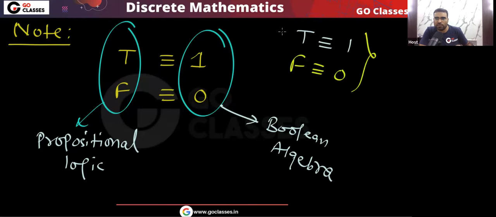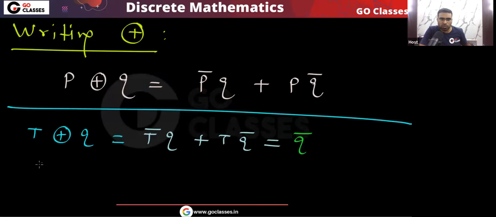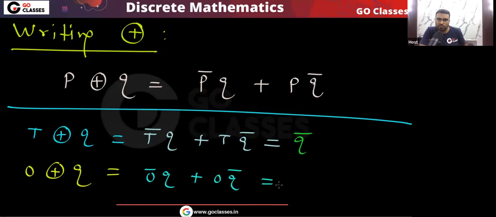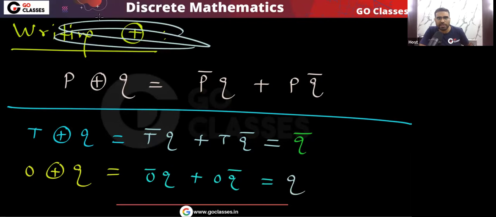Very simple point. Now, tell me, what will be 0 XOR Q? Just apply this equation. That will be 0 bar Q or 0 Q bar. 0 means false. False and Q bar, that will be false, and this will be Q. So finally, you will get Q. So this is how you can write XOR. Did you understand writing XOR?